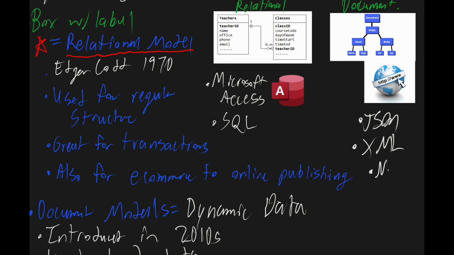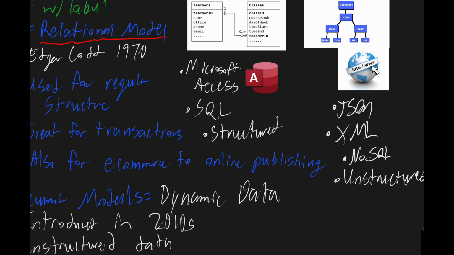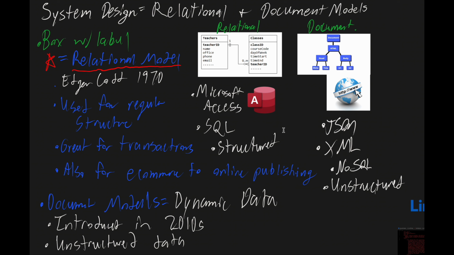NoSQL meaning no structured, rigid databases, and focuses on unstructured. So relational focuses on structured, unstructured. And so therefore, this is just the brief concept overview between relational and document models.